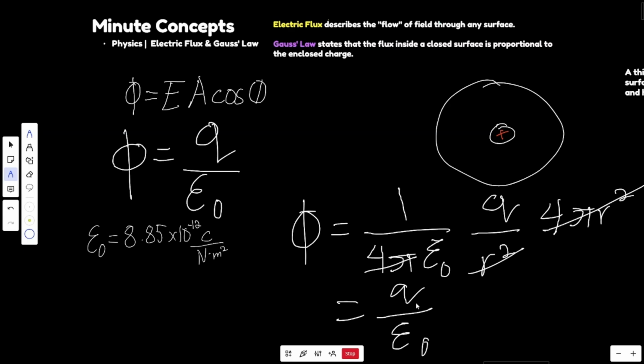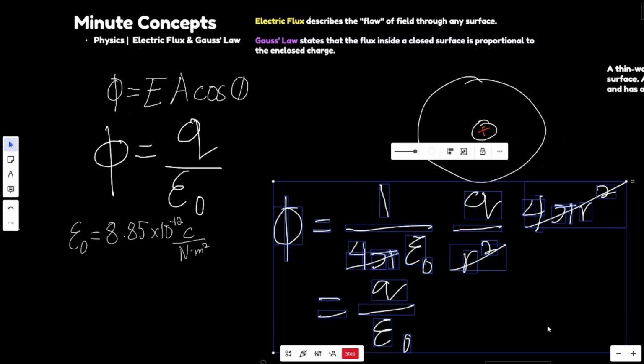That is it. And this is not only for a sphere. This actually works for all of them. And all three-dimensional shapes, regardless of their form. And that is given by Gauss's law. So that's just some added knowledge for you.